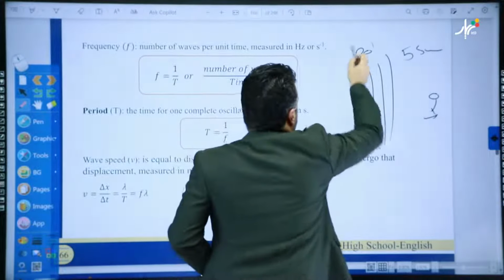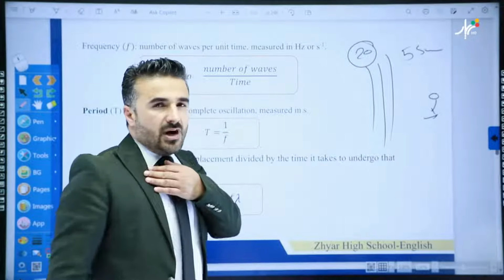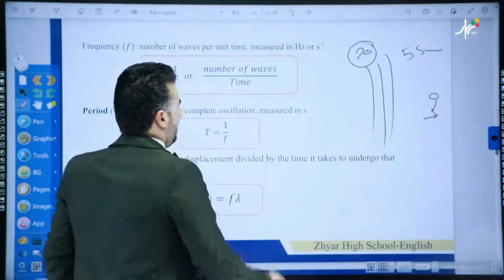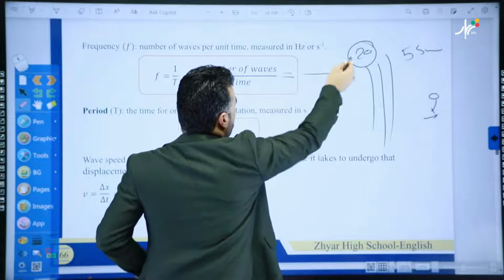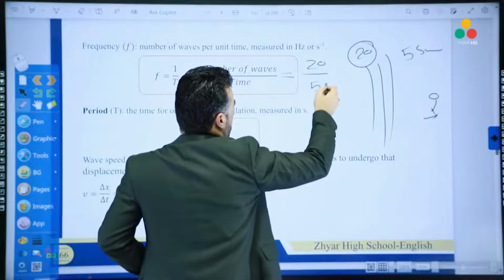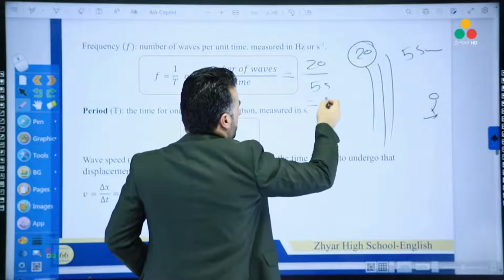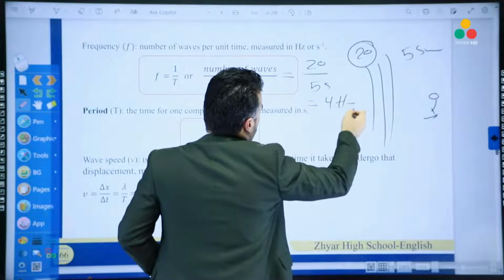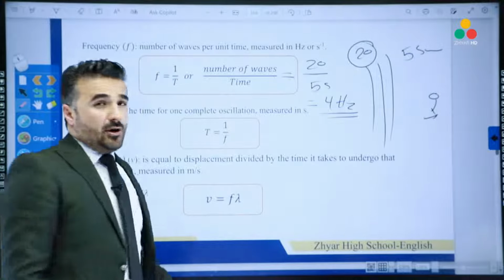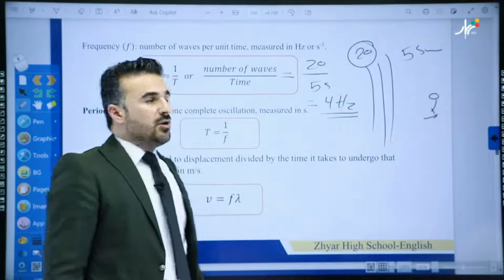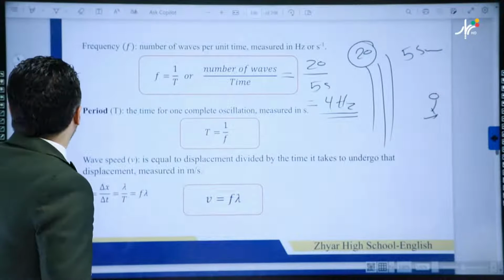Remember, if the number of waves were given, we can divide by the time in order to find the frequency. So in this case, we have number of waves, 20, divided by the time, that is 5 seconds. And of course, 20 divided by 5, that is 4 hertz. So we can say the frequency of the ocean or water waves here would be 4 hertz, yeah? Okay, very good.